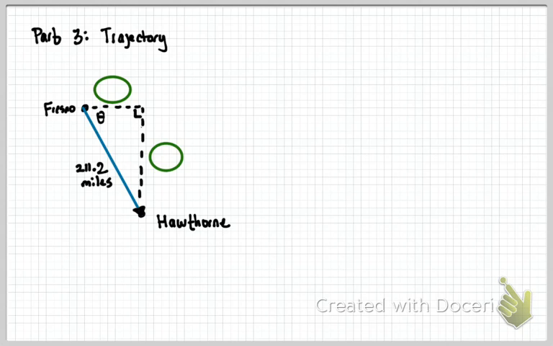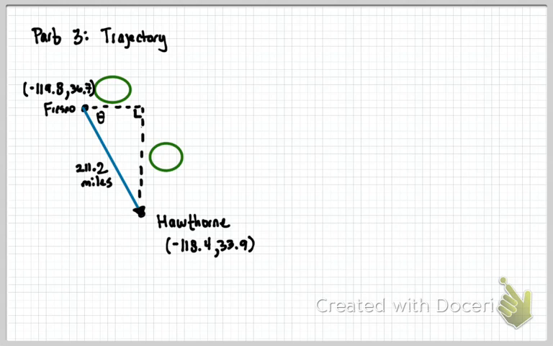We know that Hawthorne has, actually it's a point, negative 118.4 and then 33.9, and Fresno is negative 119.8 comma 36.7. Okay. Now those are acting as almost coordinates on our coordinate plane.